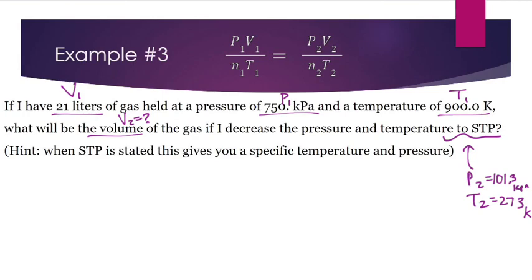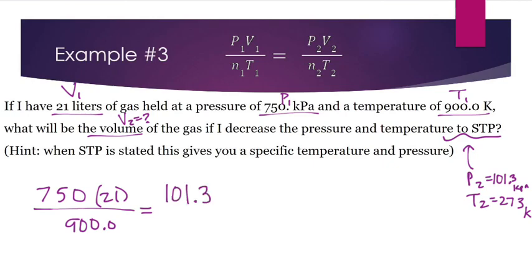And from here, the rest of this problem is pretty much normal. We just got to plug those numbers in where they belong. So 750 times 21 over 900 equals our 101.3 times the V2 that we're looking for over our 273.